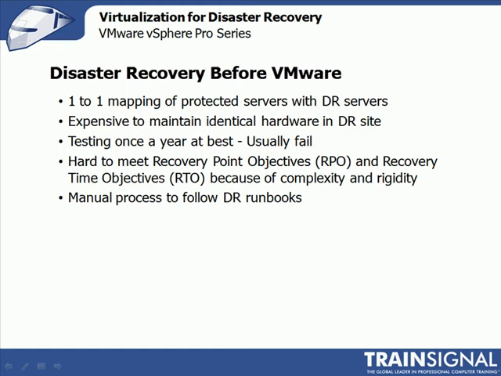It was hard to meet the recovery point objectives, which was the amount of data loss, or RPO. And they also had difficulties meeting their recovery time objectives, or RTOs, which was the amount of time it took to restore service. And this is because of the complexity and rigidity inherent in physical server infrastructures. Also, since many activities can't fully be automated, complex, thick DR runbooks or manuals were created to guide administrators through the manual steps needed to recover their data center.